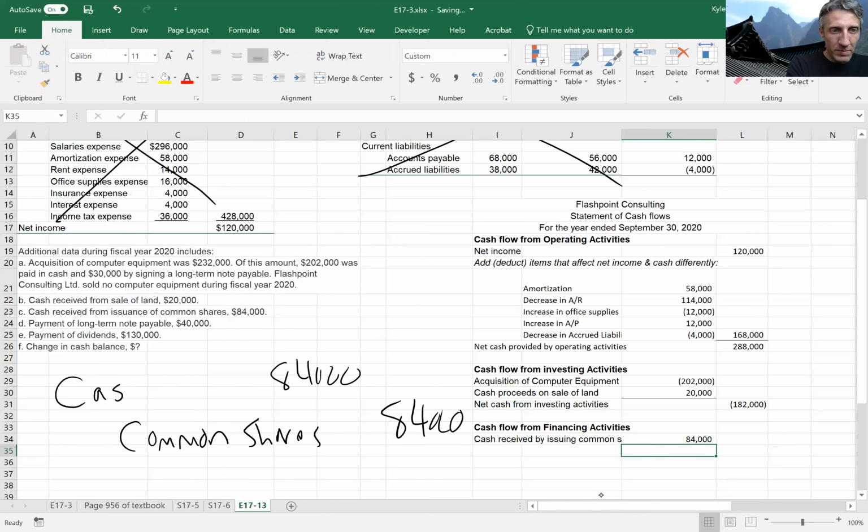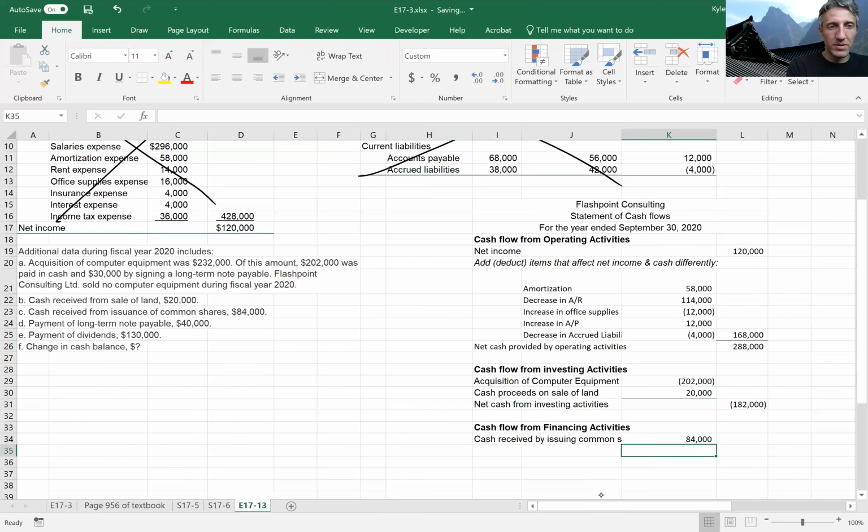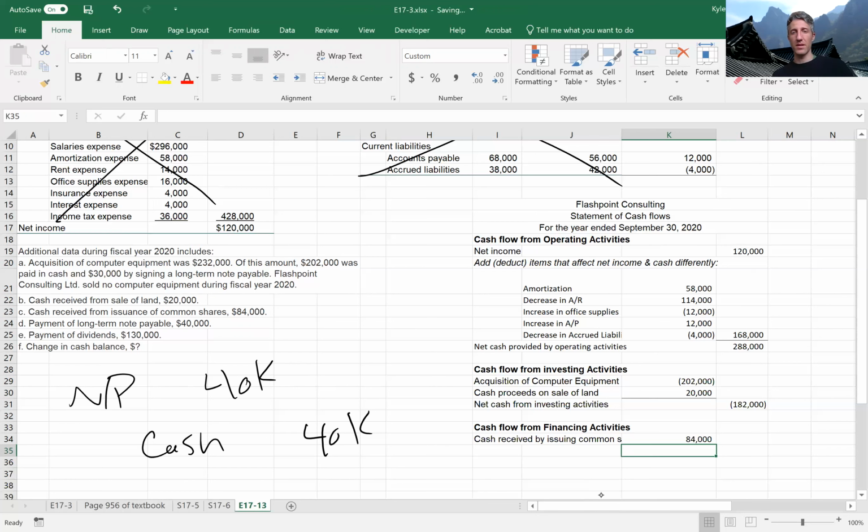Next up, it was payment of a long-term note payable. Now think about this. We're decreasing a liability. Note payable is going down by 40,000 because cash is going down by 40,000. And just, okay, to make that clear. So that's going to be payment of note payable. It's going to be a decrease to cash of 40,000.